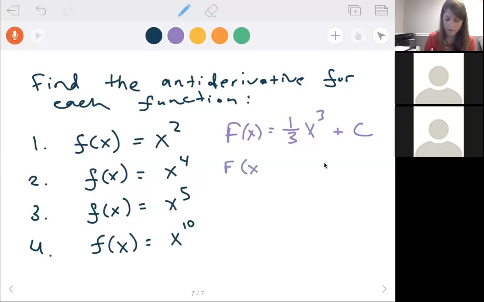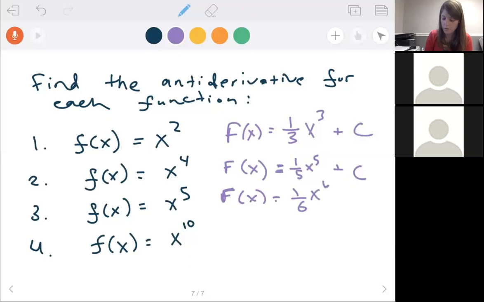Lainey, did you have a guess for the second one? Yeah, it was 1/5 x to the 5th, and then plus c. Okay. And then, Grant, did you get to number 3? Yeah, it'd be 1/6 x to the 6th plus c. Okay, so once you get a few of them, now we can see the pattern going on with this one. Hopefully you did 1/11 times x to the 11th plus c.